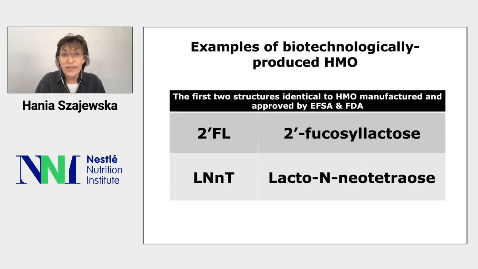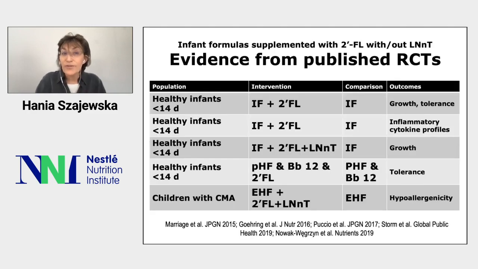Here on this slide, you see the examples of the first two structures identical to HMOs, which are manufactured and approved by EFSA and FDA. And these were 2FL, 2-fucosylactose, and LNnT, lacto-N-neotetraose. They are being added to infant formulas, and let me now briefly talk about evidence from published randomized controlled trials on infant formula supplemented with 2FL, with or without LNnT. And as you can see here, there are mainly studies in healthy infants, even if there is a published study in children with cow's milk allergy.